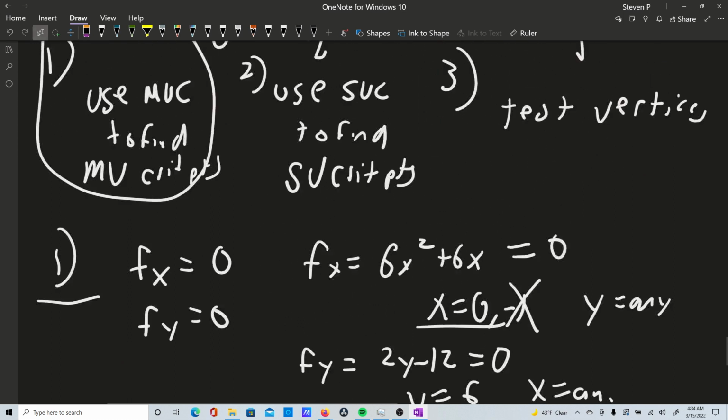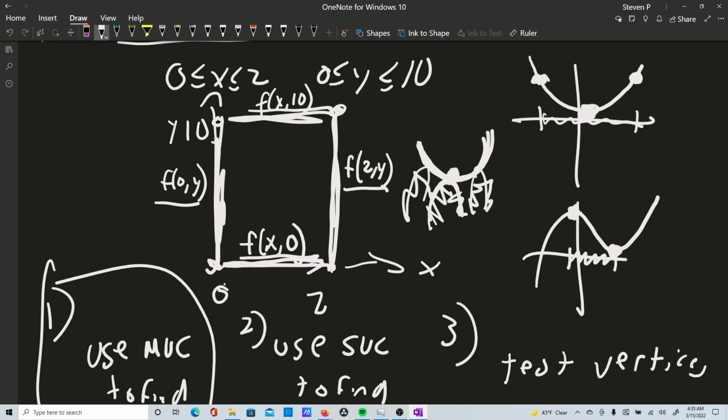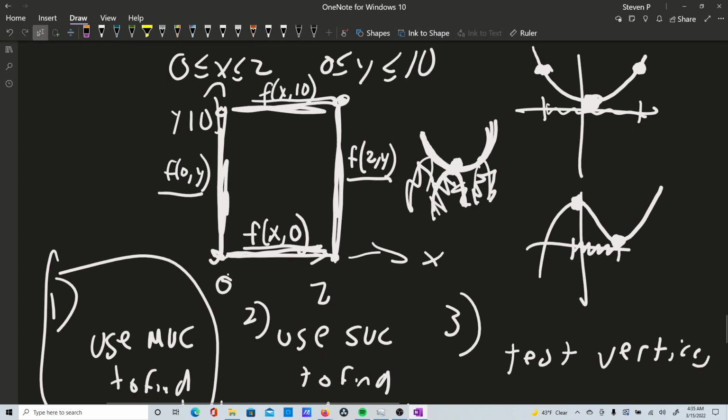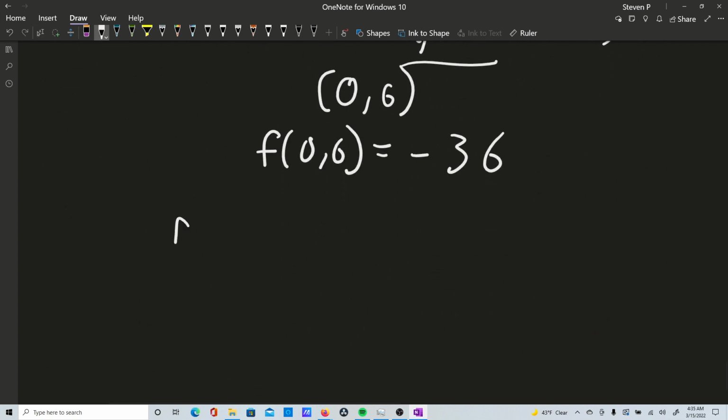But okay, let's show you how to do this, right? So the function at this point just becomes, this line is basically f of x with y being fixed to 0. Here it's f of x with y being fixed to, I think, 10. This one is f of 0 with y being allowed to vary, and this one is f of 2 with y being allowed to vary. So each of these functions is a function of one variable, either x or y, but not both. So at this point, you can just do your regular single variable calculus.